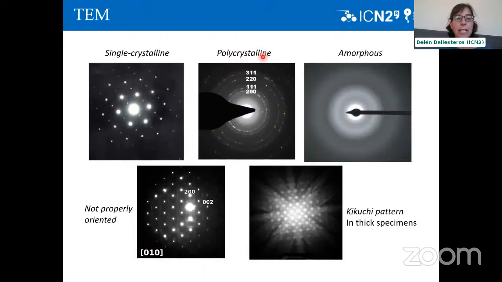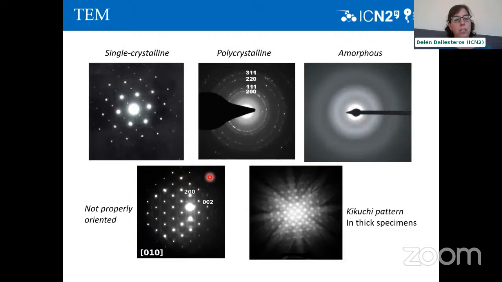If we have a polycrystalline sample, instead of this spot pattern, we will get this ring pattern, because the crystals are not all oriented in the same direction. So instead of having single spots, you have a ring. If the sample is amorphous, you don't get any spots appearing. This is the type of pattern you get.